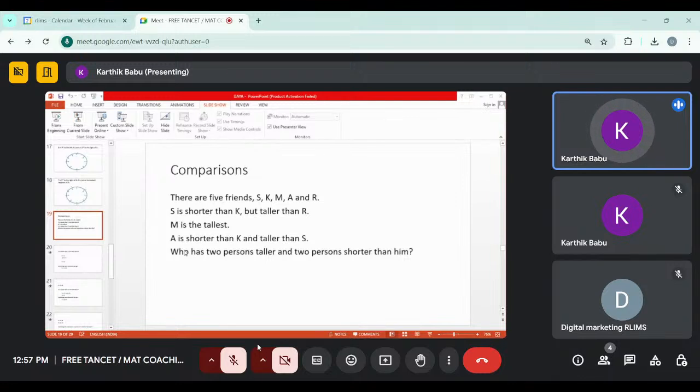நெக்ஸ்ட் ஒன் comparisons. இதெல்லாம் puzzles-ல வரும். இது puzzles-ல கொஸ்டின் கேட்பாங்க. comparison என்னன்னா, இப்போ இந்த கொஸ்டின் there are 5 friends S, K, M, A and R அப்படின்னு கொடுத்திருக்கான். இதில் comparison heightஐ வச்சு compare பண்ணுறான். shorter, taller அப்படின்னு சொல்லி கொஸ்டின் கேட்பான். அந்த 5 பேரில் என்ன கொடுத்திருக்கான்.